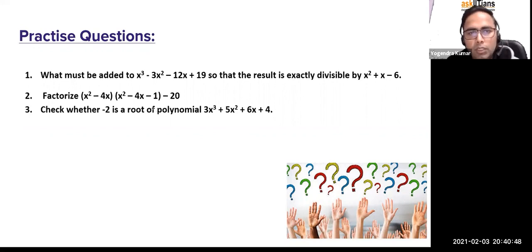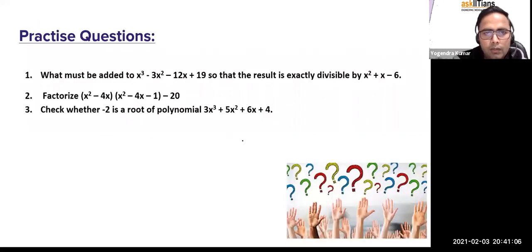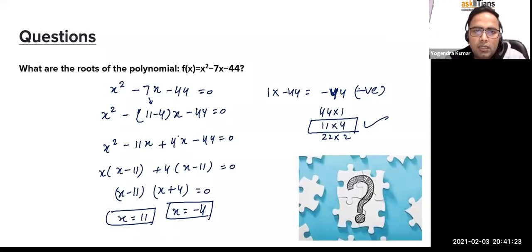So what is the idea here? Like, what should we do here? You can pause the recording again and try this. How will we make it divisible by x square plus x minus 6? So for the first question, you should try all these questions by yourself. If you need, you can get the solutions from the teachers. Like, these all questions you understand, right?